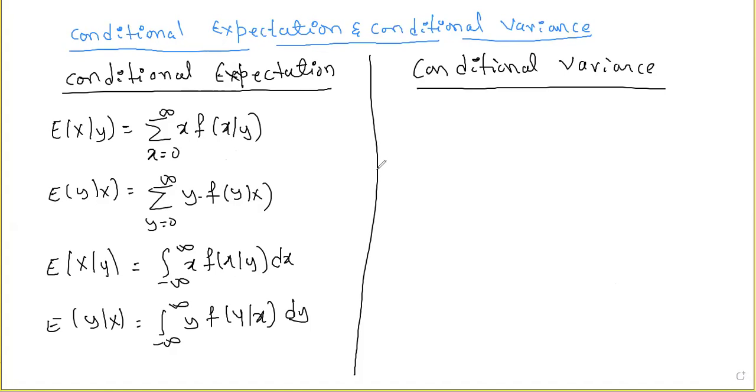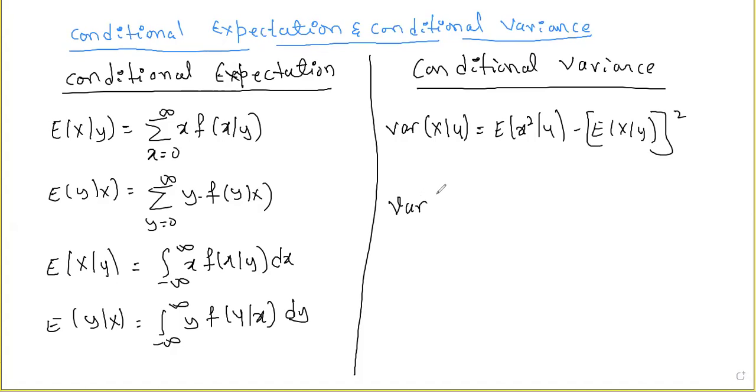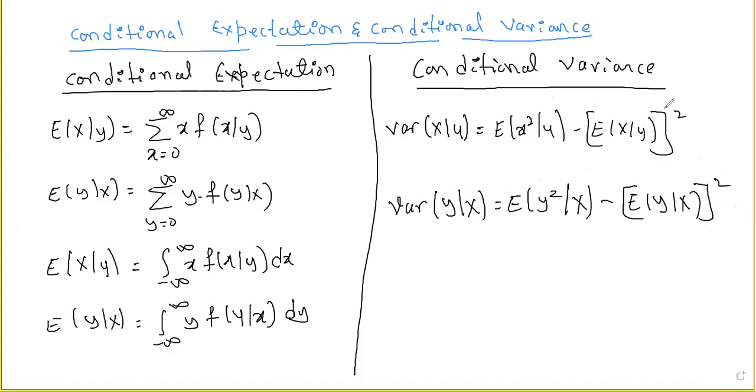So next, similarly, we have conditional variance, right? So conditional variance, variance of x given y, is nothing but expected value of x square given y minus expected value of x given y whole square. We have another formula, variance of y given x is equal to expected value of y square given x minus expected value of y given x whole square, right? So these are the two formulae to find out conditional variance, right?